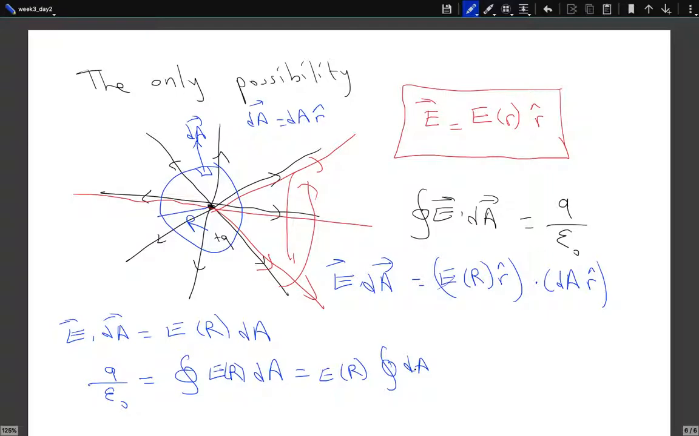If I take that out of my integral, what remains is the area of one of the patches making my sphere. I just sum over all the patches. That gives me the total area, and that total area is the total area of the sphere, 4 pi r squared.